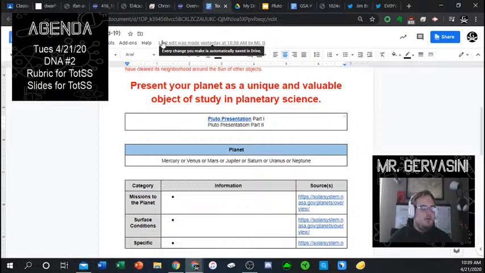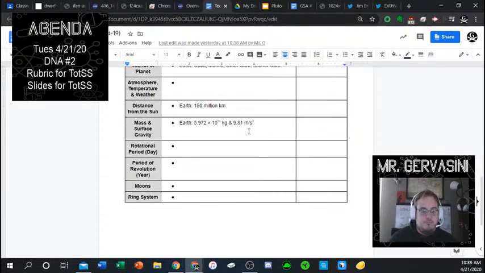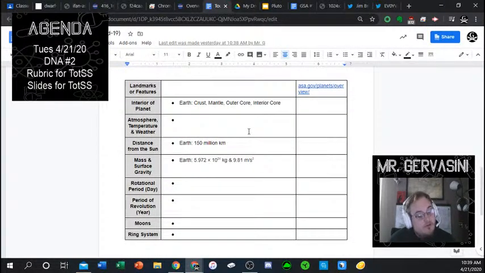Ava, for interior of a planet, why did it say that for Earth? I'm not doing Earth. Because you can compare it to Earth. Earth has a crust, a mantle, an outer core, and inner core. Does your planet have an outer core and inner core? It wouldn't be extra points, but it would help you in the rubric. So you can't get a 25, but it would help you.